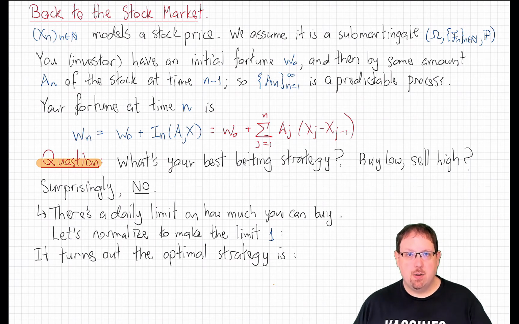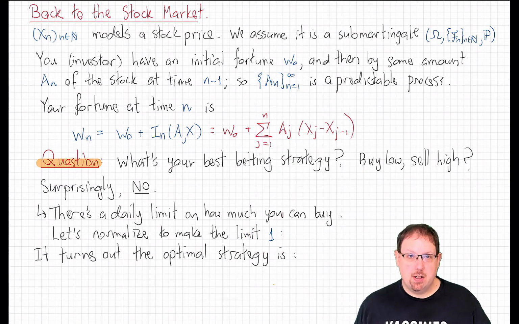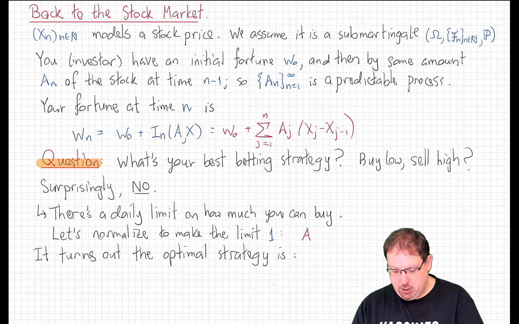To be clear, we have to add an extra constraint, which again is quite realistic from a real stock market perspective, that there is a daily limit to the amount you're allowed to purchase. So let's just normalize things and make that limit 1. You aren't allowed to buy more than one amount of stock during a given trading period from n-1 up to n. That is to say, our function An must take values in the interval from 0 up to 1.